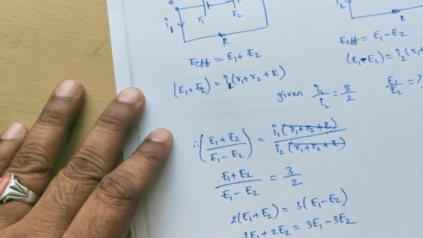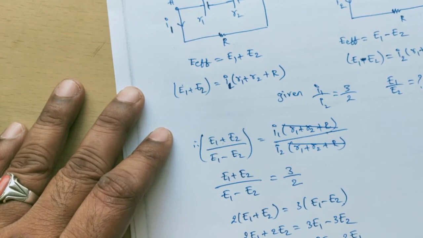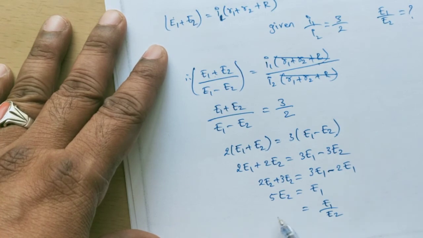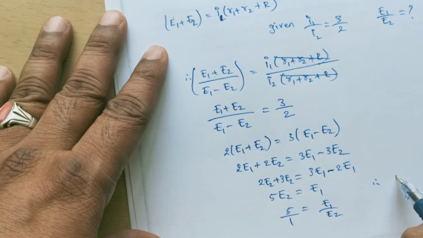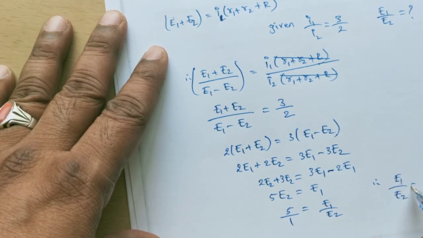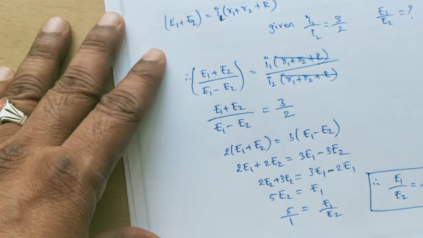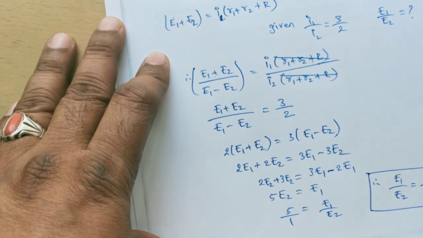Now students, 3E1 minus 2E1, and 2E2 plus 3E2. So 5E2 is equal to E1. Now E1 divided by E2 we can observe as 5 by 1. Therefore E1 by E2 is equal to 5:1. This is the relation, the answer we can find. This is the very simple method we observed.